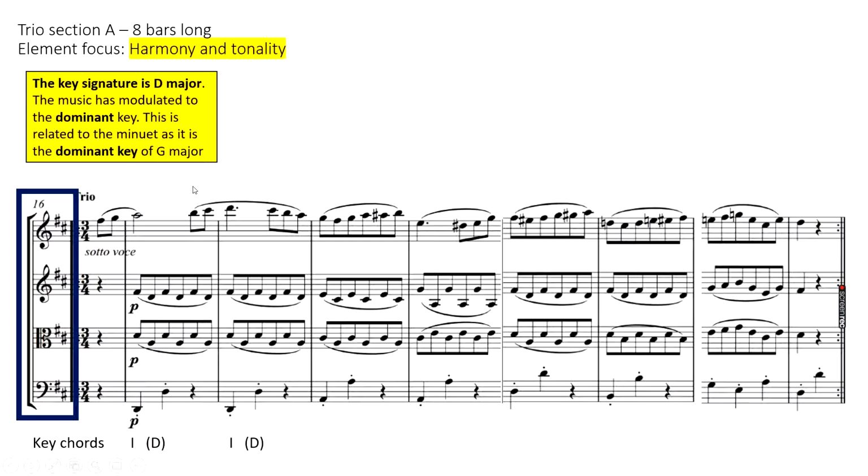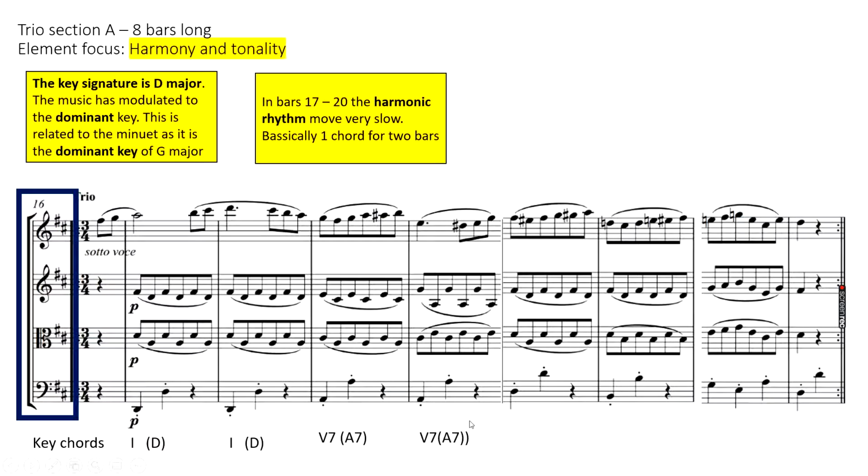There are some key chords that we need to note. In bar 17 and bar 18, he uses chord 1, in this case a D, F sharp, A chord. In bar 19 and 20, he uses a 5-7 chord, in other words, a dominant 7th chord. In this case, an A chord with an added 7th, so A, C sharp, E and G.